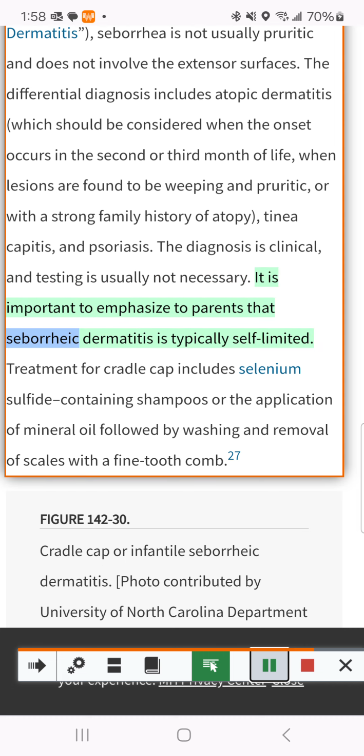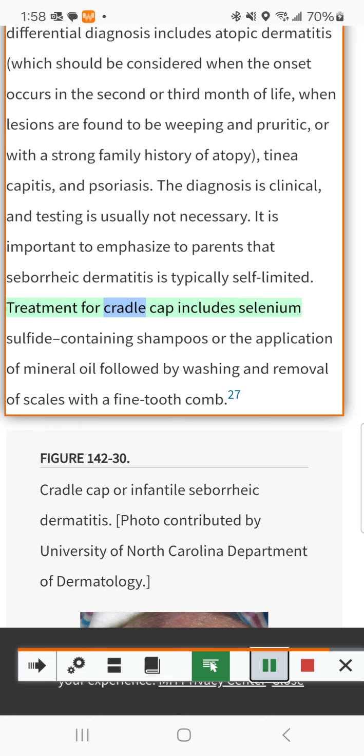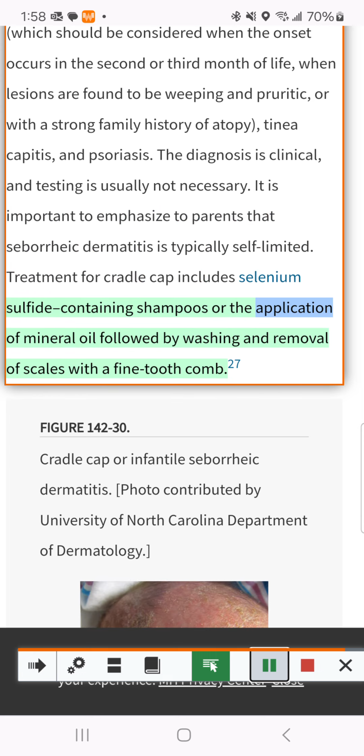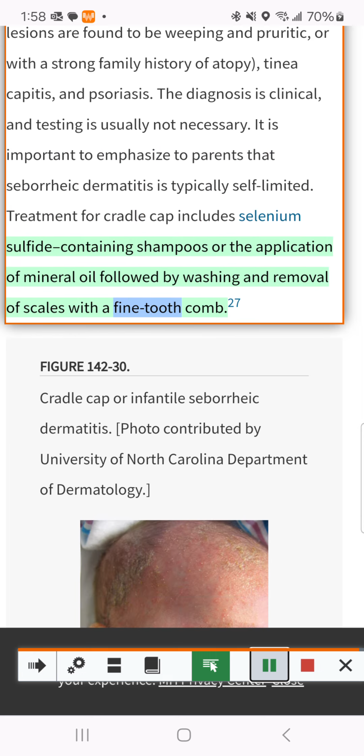It is important to emphasize to parents that seborrheic dermatitis is typically self-limited. Treatment for cradle cap includes selenium sulfide containing shampoos or the application of mineral oil followed by washing and removal of scales with a fine-tooth comb.